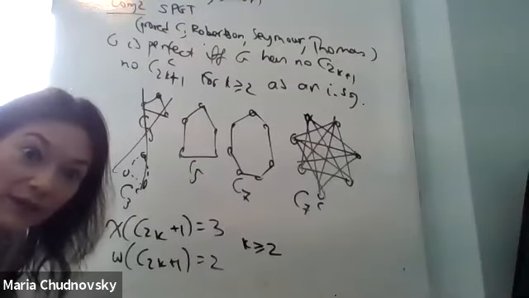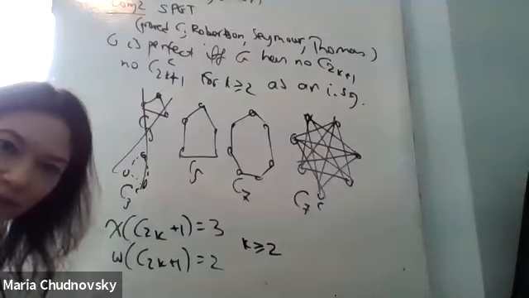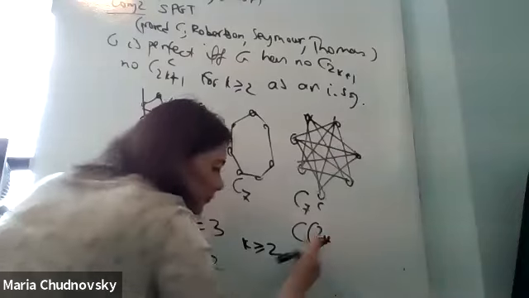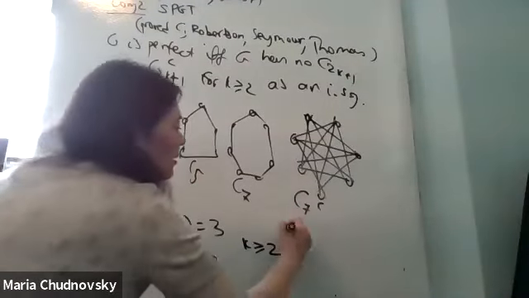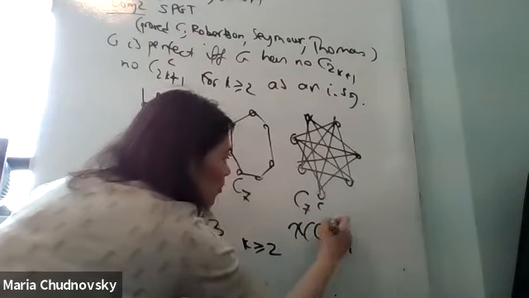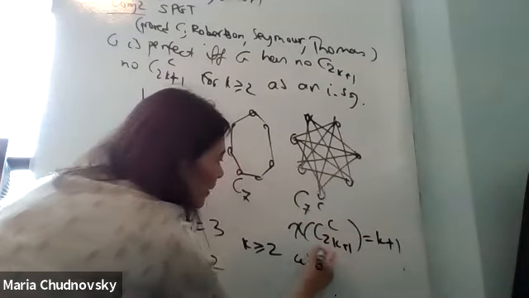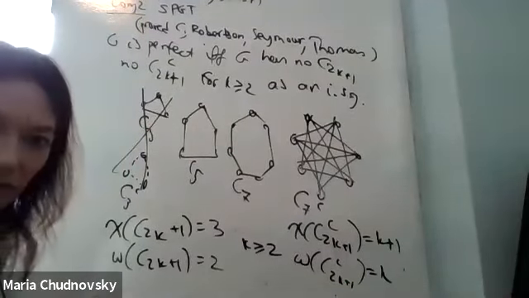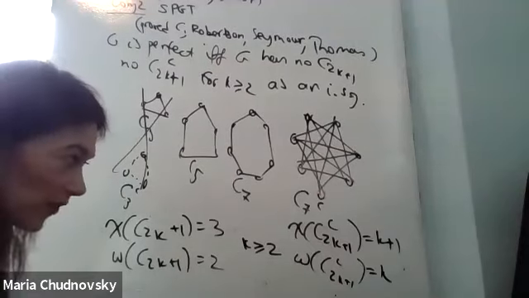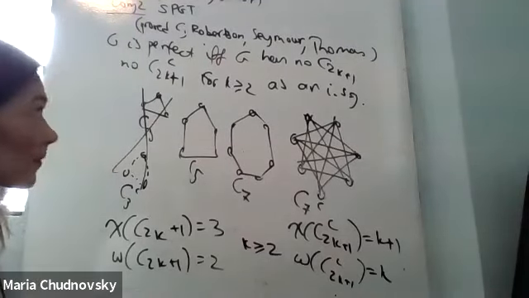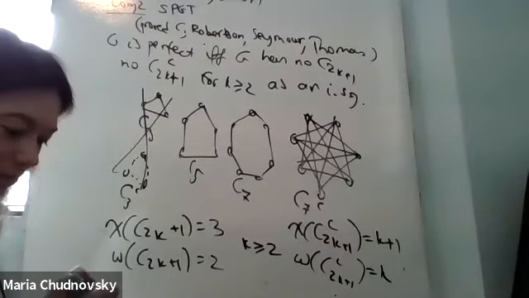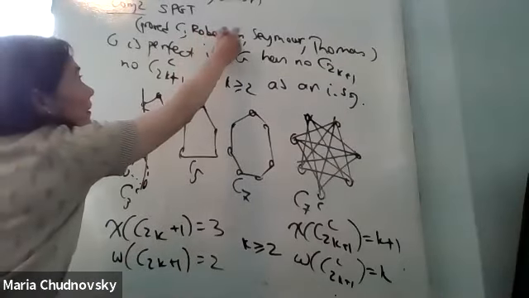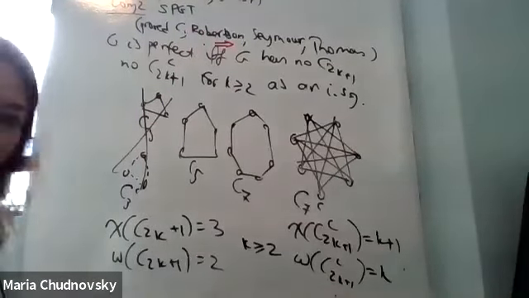What about complements of odd cycles? Well, maybe I won't explain to you, but you can think about it. It's not hard. But it's true that chi of the complement of C_{2k+1} is k plus 1, and omega of the complement of C_{2k+1} is k. So again, for k at least 2, a perfect graph does not contain them as induced subgraphs. So what does it mean? Well, that's half of the theorem. We just proved that if G is perfect, then G has no odd cycles and no complements of odd cycles as induced subgraphs.